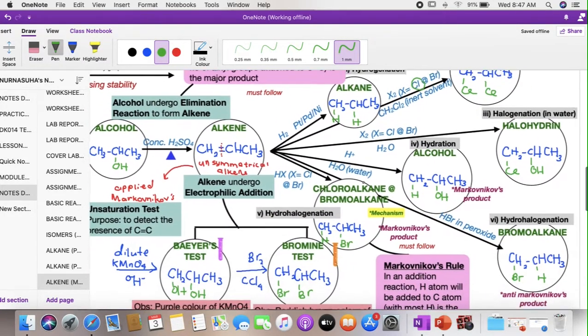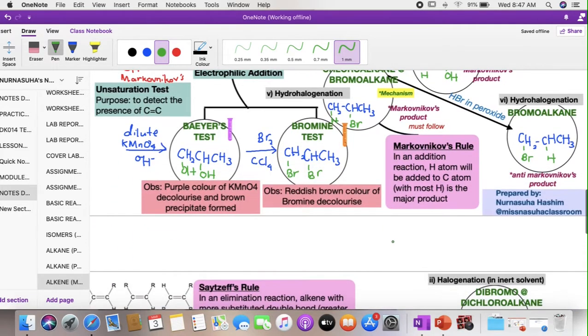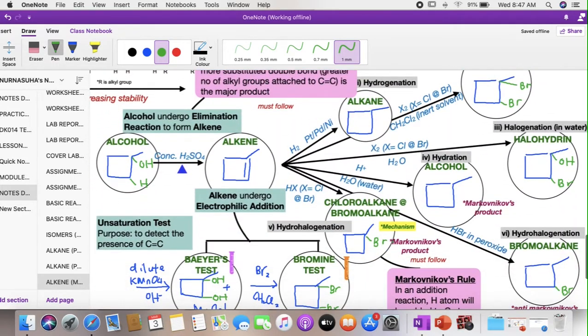So kita dah discuss dalam tutorial class. I gave you 3 different compounds. So kita dah buat untuk ethene, propene dah, and I ask you to do for methyl cyclobutene. So I hope by now you dah try untuk complete the mind map lah.